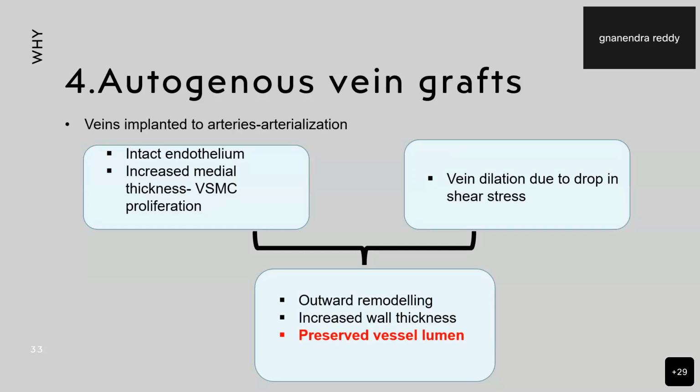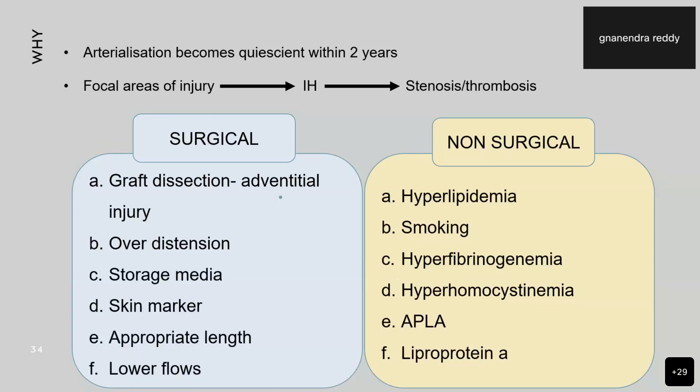Next is the autogenous vein graft usage. Veins implanted into arteries undergo arterialization by the intact endothelium, and there is increased medial thickness by smooth muscle cell proliferation. Also, after implanting into the arteries, the veins undergo dilatation due to the drop in shear stress. This commonly leads to outward remodeling with increased wall thickness but preserved vessel lumen. But there are focal areas of injury which can occur during the procedure, which lead to intimal hyperplasia and cause stenosis and thrombosis later on.